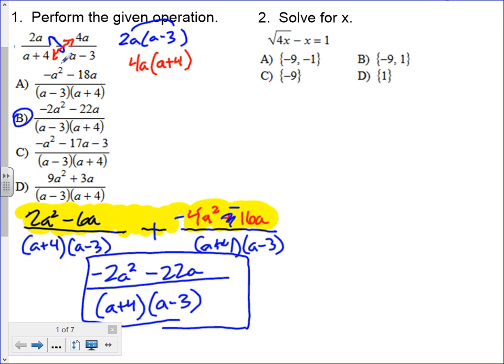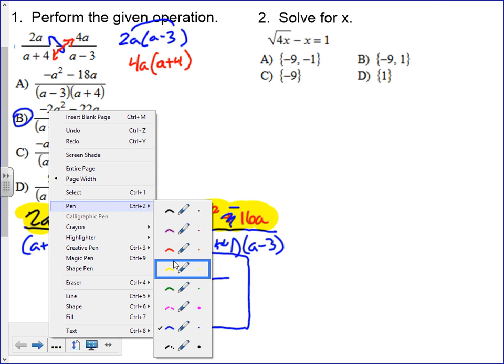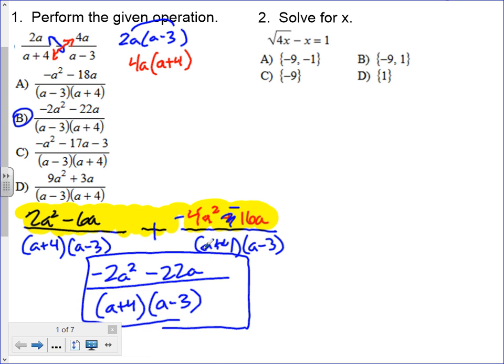Combine like terms in the numerator. I'll ask you again, any questions about number 1? Okay. Look at number 2. And on number 2, you're going to help me. Let's see. Victoria, what's first on number 2?